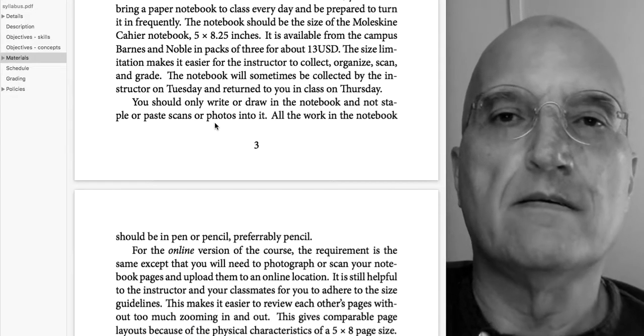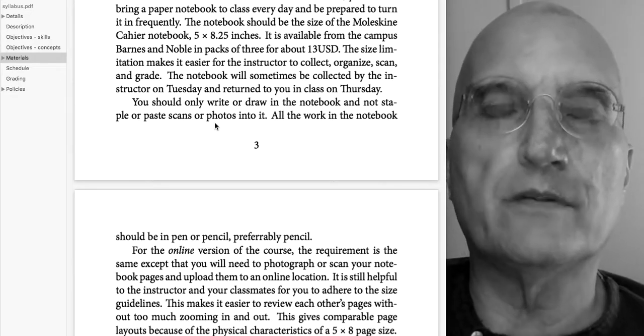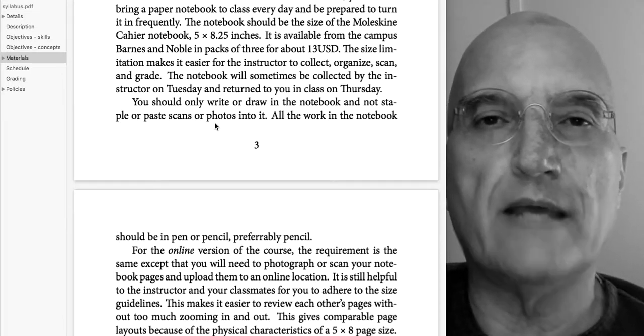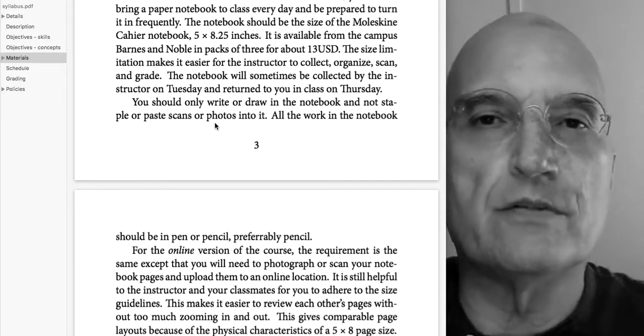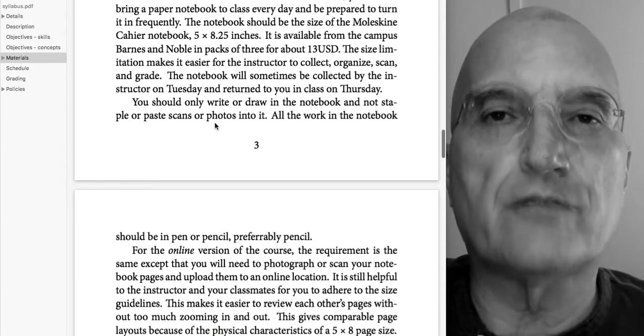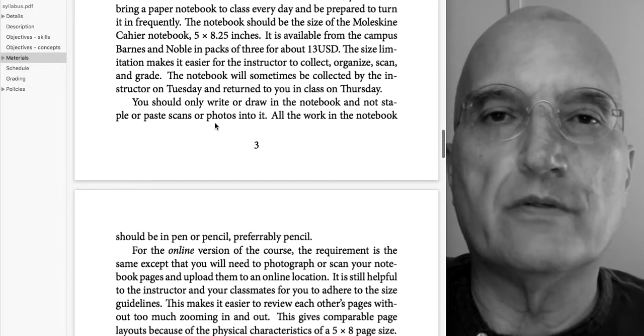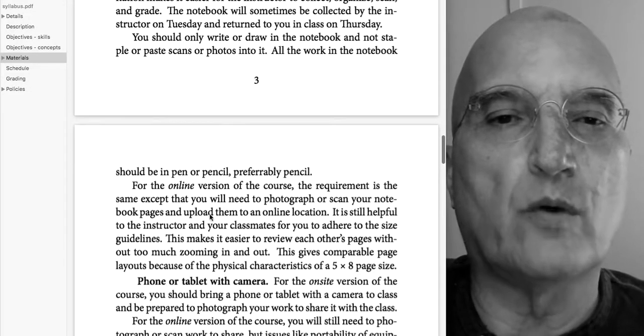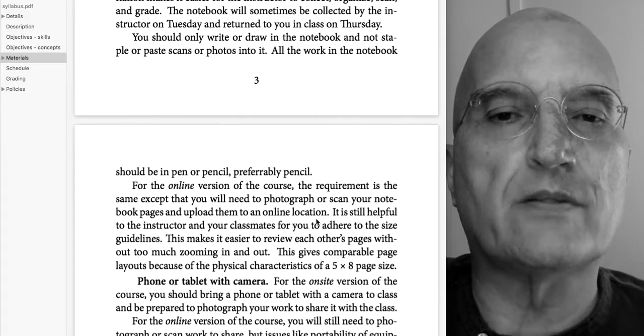And cutting and pasting stuff that you liked from a website is not a substitute for that. It may be auxiliary to that, but it's not a substitute for that. So I very much want you to draw, to sketch, and to use a small notebook to do this. So the requirement I say is the same, except that you have to photograph it.